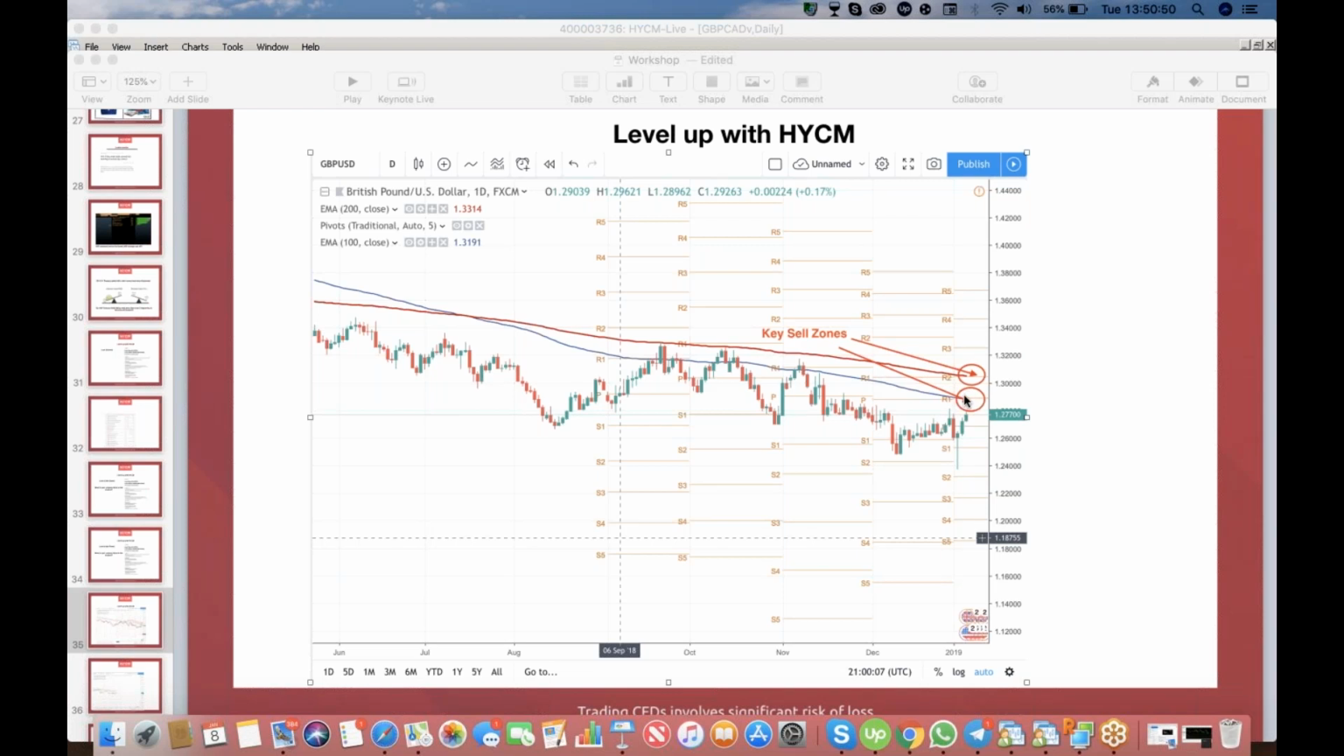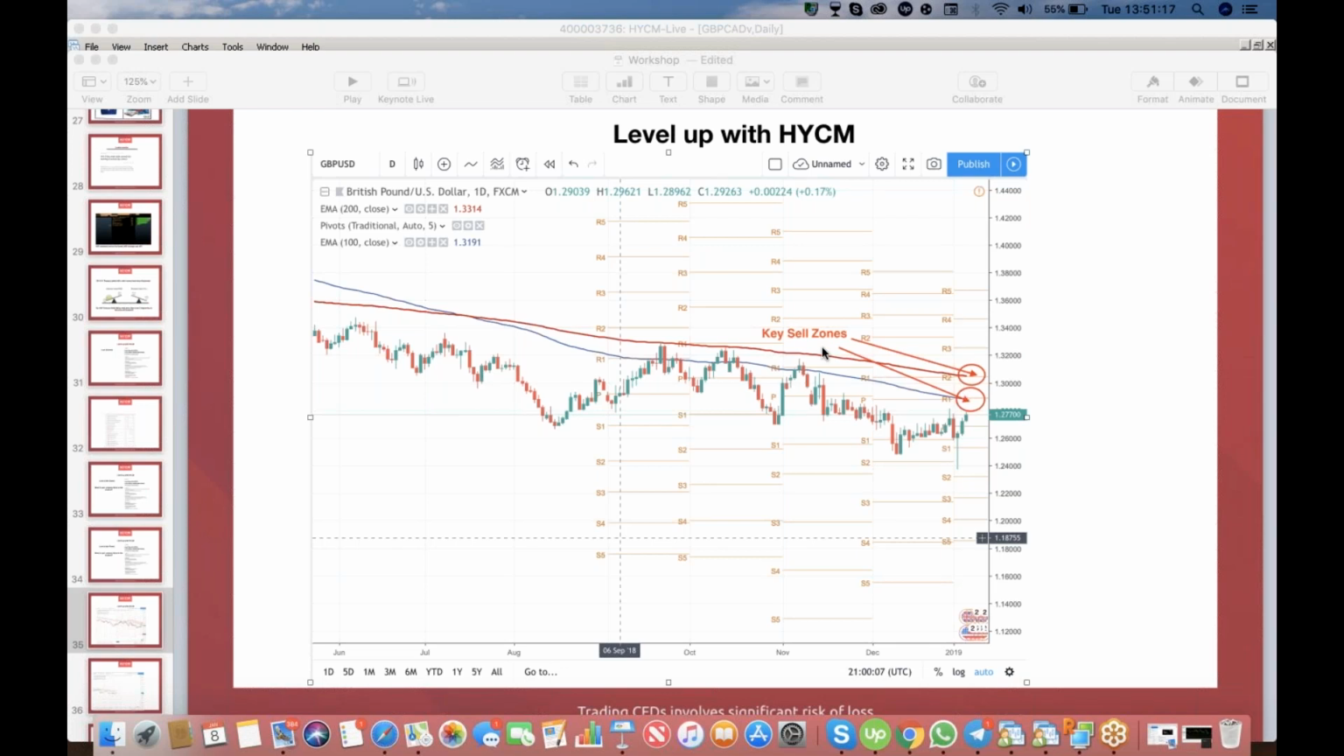So I would suggest, take a screenshot of this, note down the level, have a look for yourself, make a mental note. I want to look at the 100 and the 200 exponential moving average and the weekly pivot points. I think HYCM have a service where they give these pivot points out. Have a look on the website, and you can see these levels. These are two levels to look at very carefully.